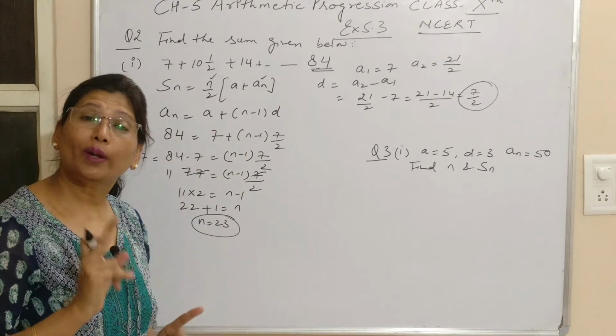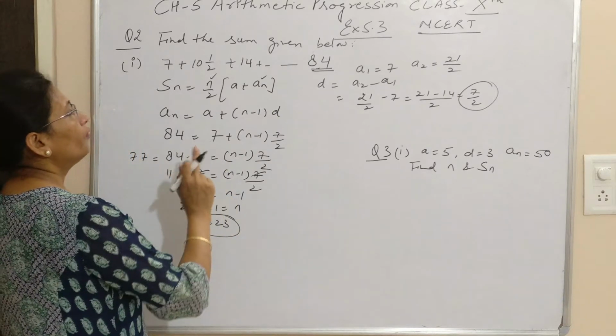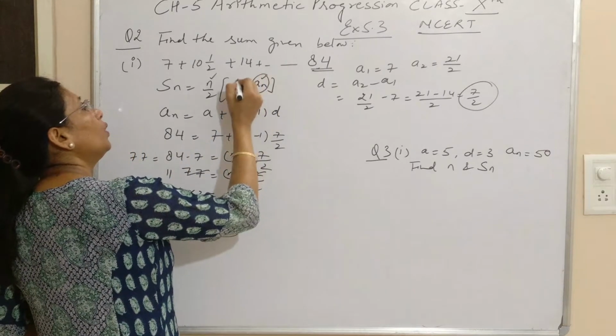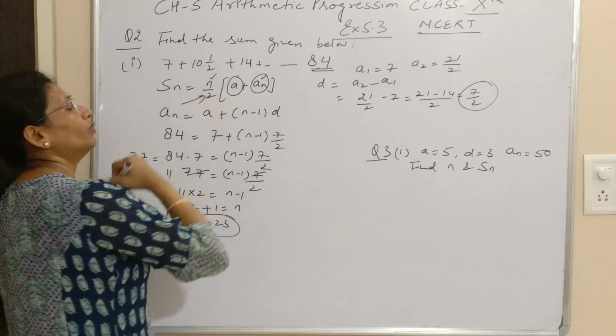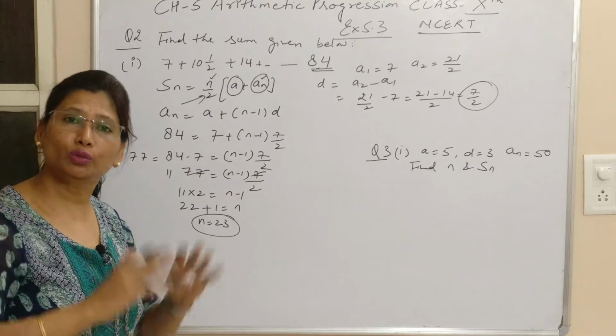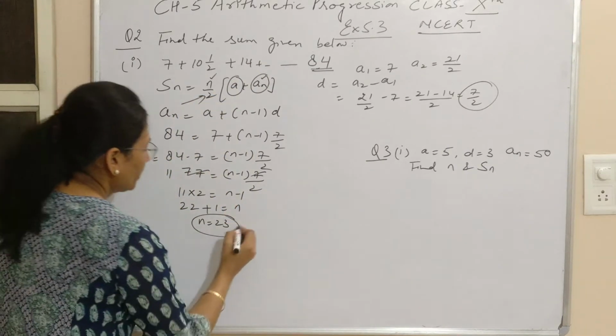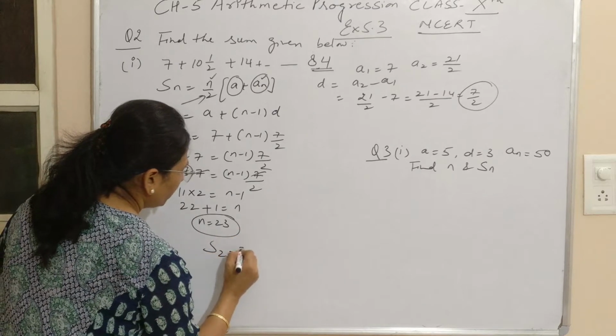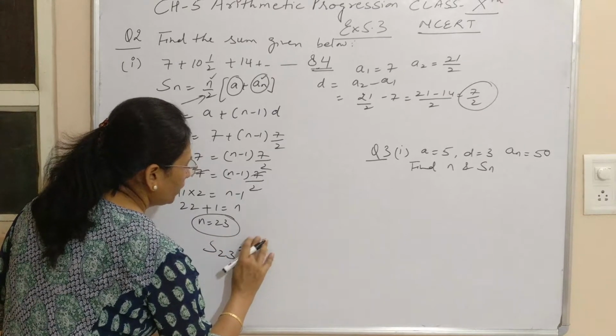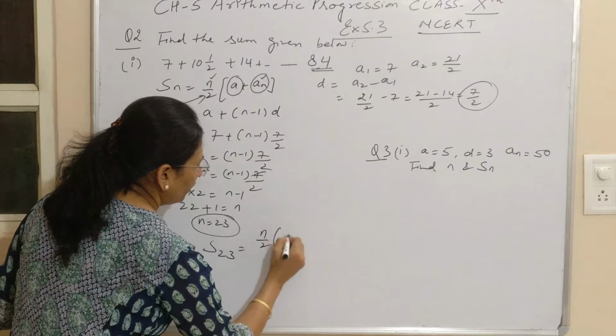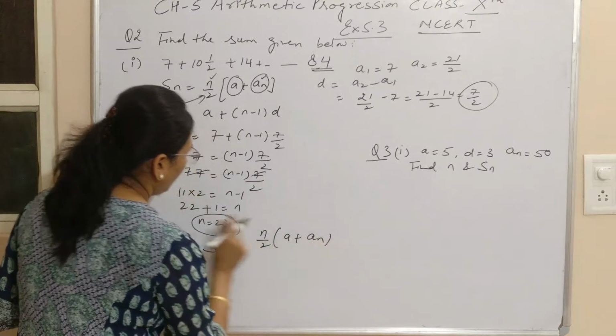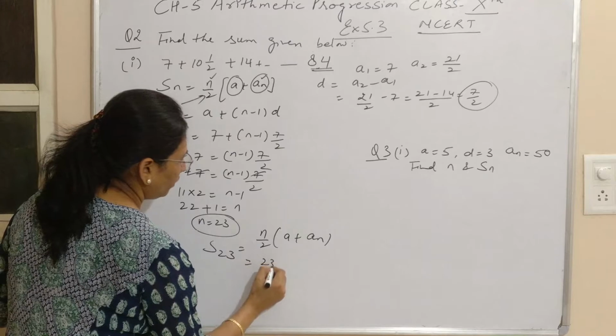That is the sum of 23 terms. So when you have the first term and the last term, you can use this formula. You don't need to use the bigger formula. So S23 you can write, this is what? n by 2 times (a plus an). I am just writing the formula. How much is n? n is 23, so 23 by 2.